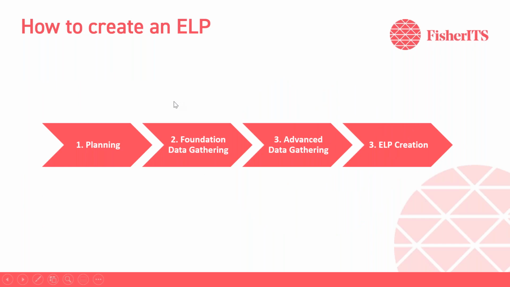Now, how do you then create this effective license position? So there are 4 stages that we always go by. And I see the third is actually doubled, but it should be number 4 there. So first of all, you've got the planning stage. Then what we call foundation data gathering. Then step number 3 is advanced data gathering. And step number 4 is actually making your effective license position, putting everything together.